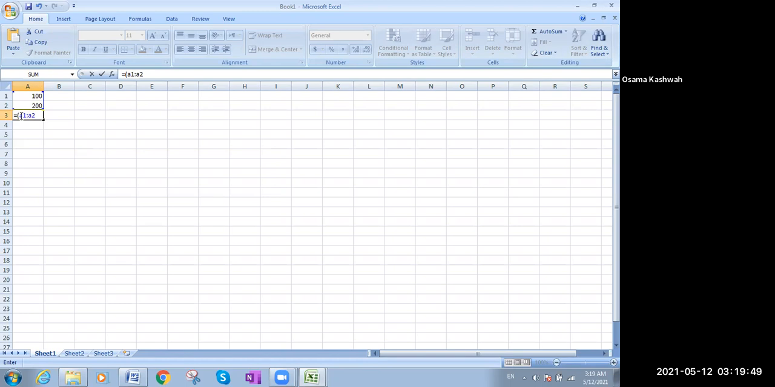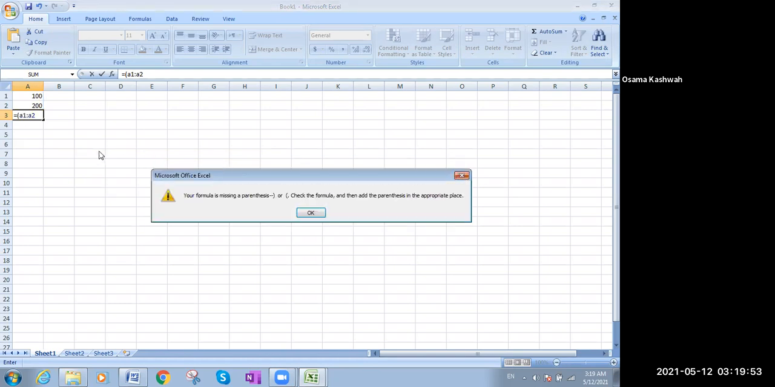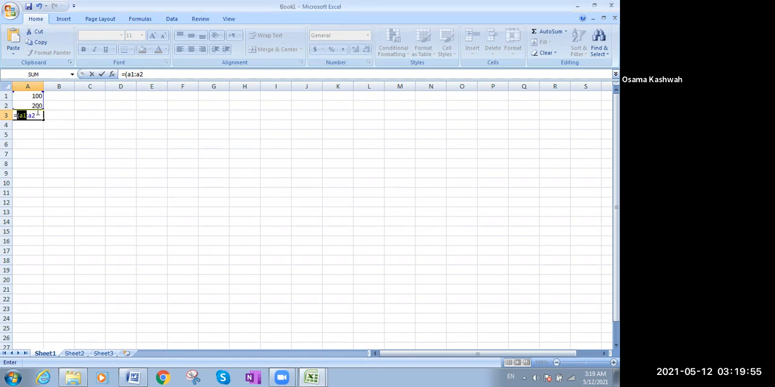Then when I press enter, sorry about that, yeah, the brackets. So here are the brackets. Now I will press enter, or I can do it by the function itself.